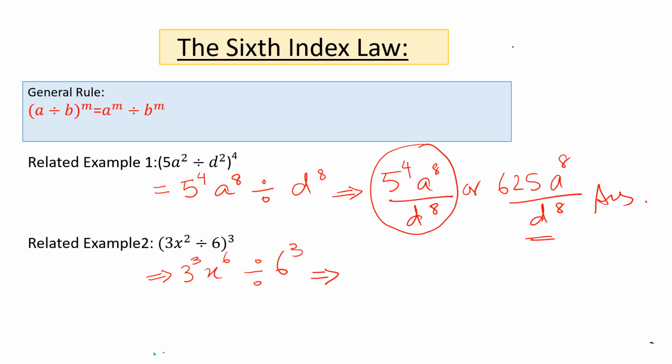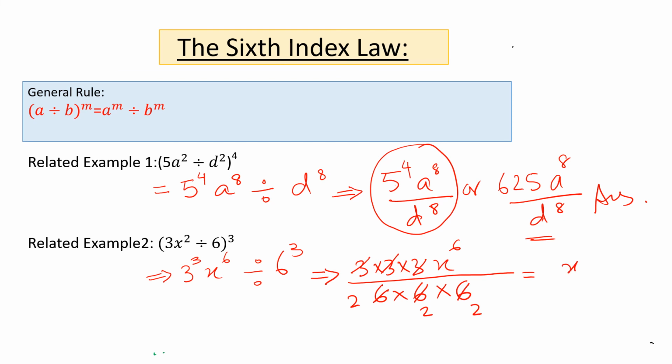When I simplify this, 3 raised to the power 3 means 3 times 3 times 3, x raised to the power 6, 6 times 6 times 6. I remove the division sign and I write everything as a fraction. So 3 and 6, I will cancel these. So x raised to the power 6 over 2 times 2 is 4, 4 times 2 is 8. So this is the answer.